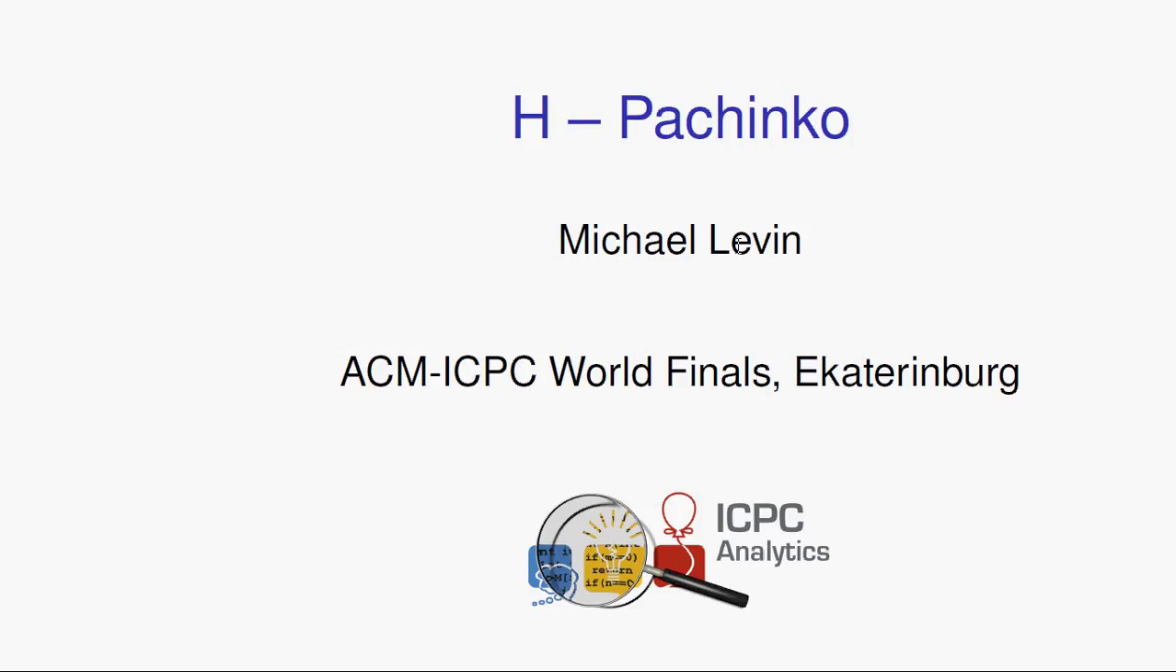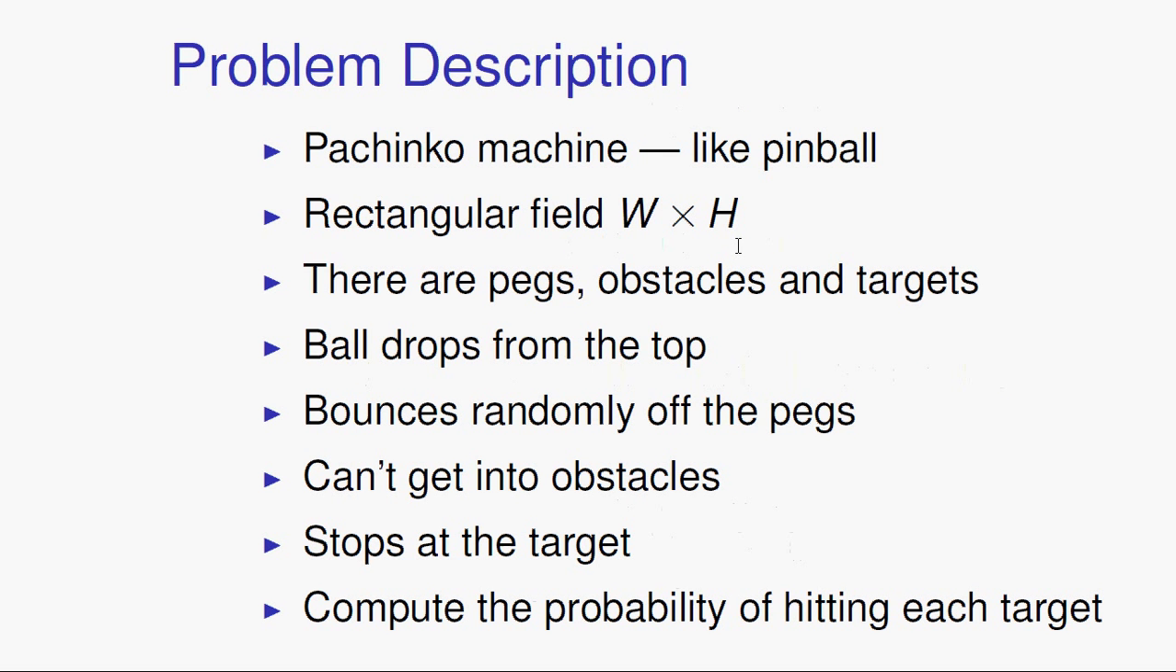This is an analysis of problem H called Pachinko from the ICPC World Finals 2014. The problem is about a game called Pachinko machine, which resembles pinball a lot, but in this case it is a little bit different. So in the game we have a rectangular field W times H, where W is small, up to 20 for example, in this problem, and H is big, up to 10,000.